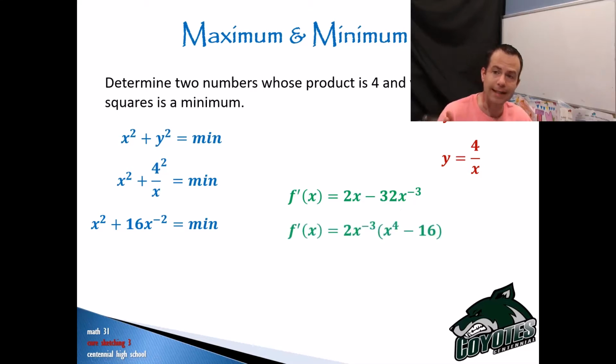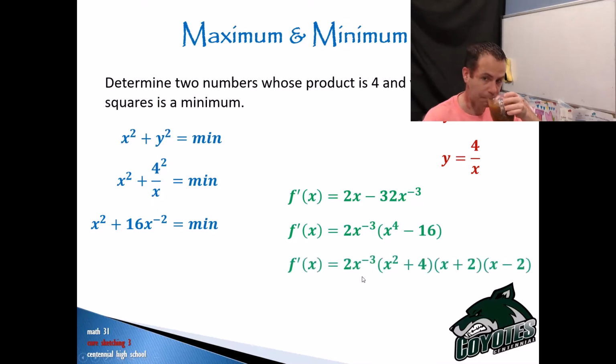So what I did to get that was I just factored out 2x to the negative 3. That left me with x to the 4 minus 16. Okay, and then this x to the negative 3 can come to the bottom. I also factored the difference of squares that I saw. So x to the 4 minus 16 would be x squared plus 4 and x squared minus 4. And then x squared minus 4 would break down one more time into x plus 2, x minus 2.